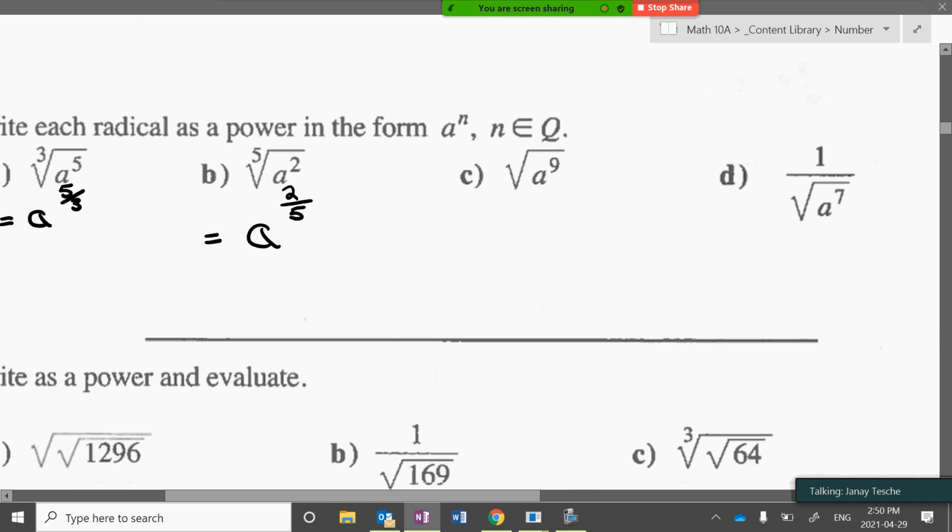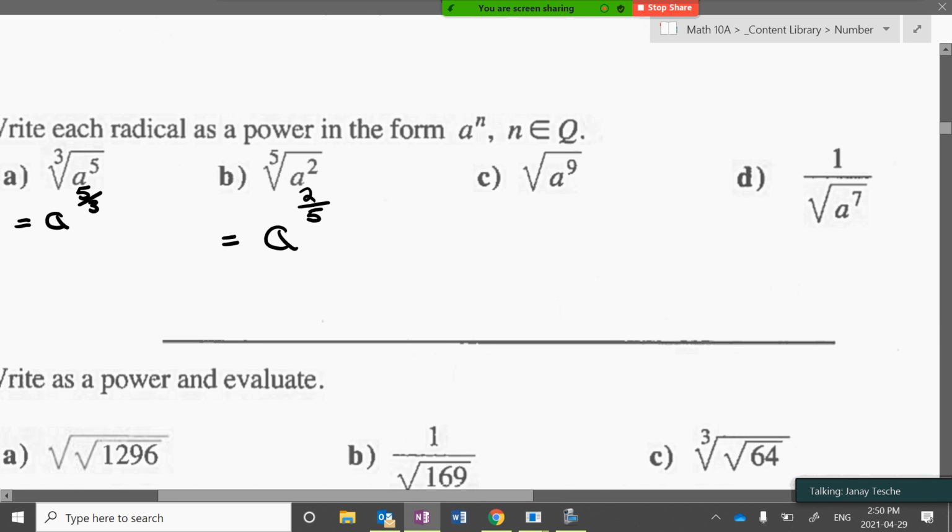When there's not a number there, what's actually there? 2. Good. Sneaky hidden number 2. So then we get a to the 9/2.